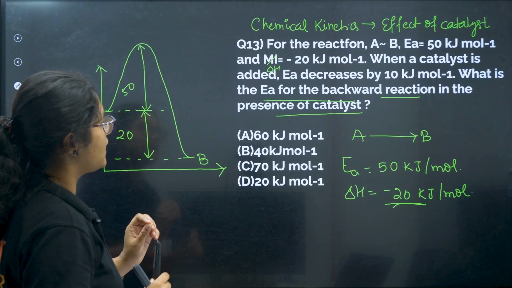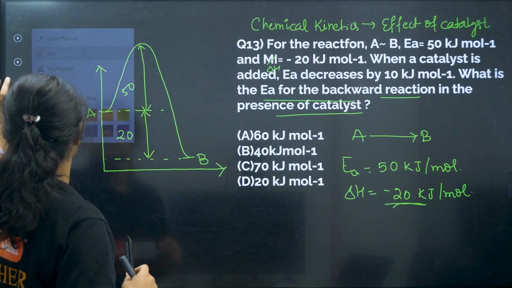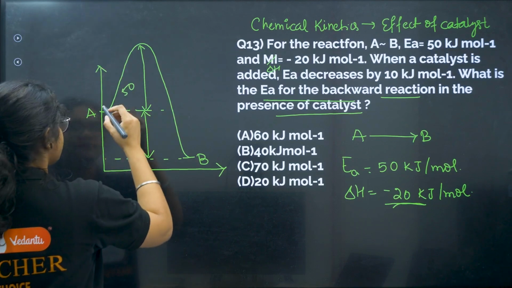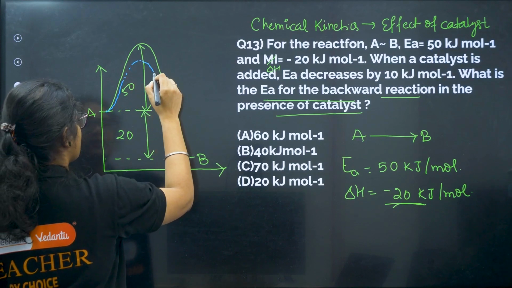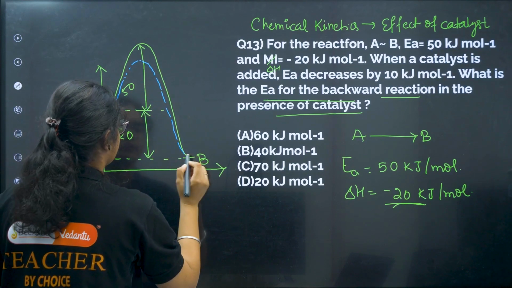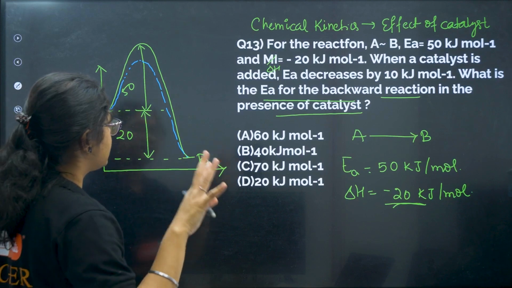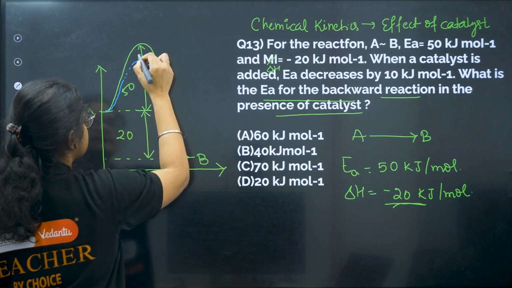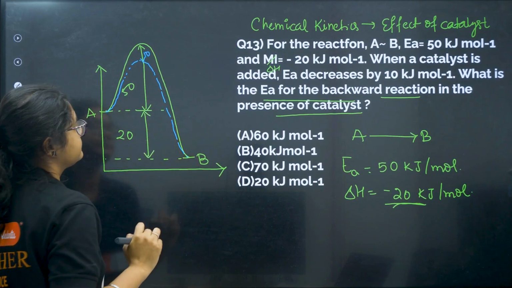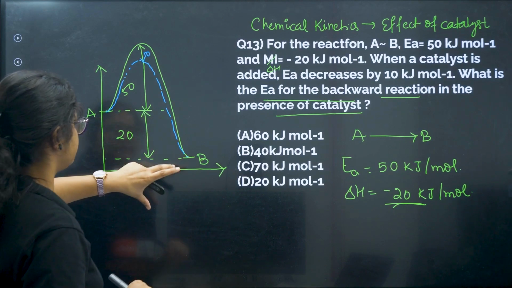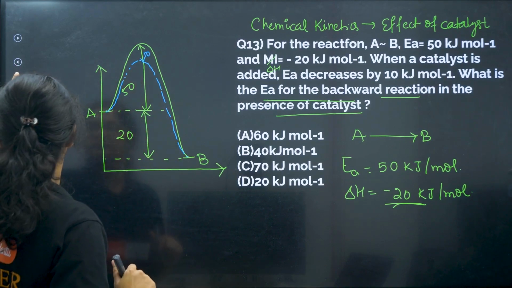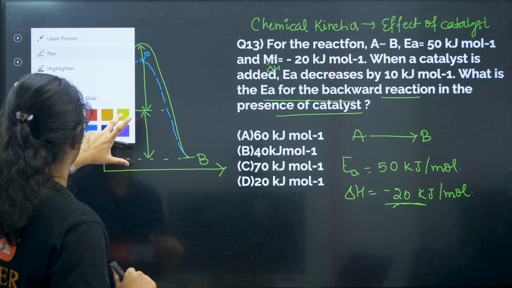Now the question asks about when you use a catalyst, so let us use the catalyst now. If I use the catalyst, the activation energy will decrease, so let this be the new diagram. Now the activation energy decreases by 10, so I can say that this value is 10 now. So now you need to find the activation energy for the backward reaction, meaning you need to find this value, let me do it in some different color.